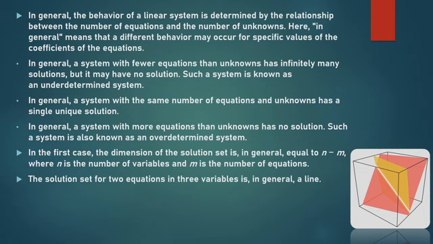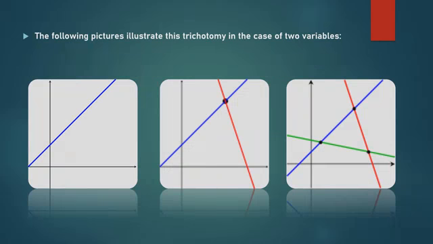In the first case, the dimension of the solution set is in general equal to n minus m, where n is the number of variables and m is the number of equations. The solution set for two equations in three variables is in general a line. The following pictures illustrate this trichotomy in the case of two variables.